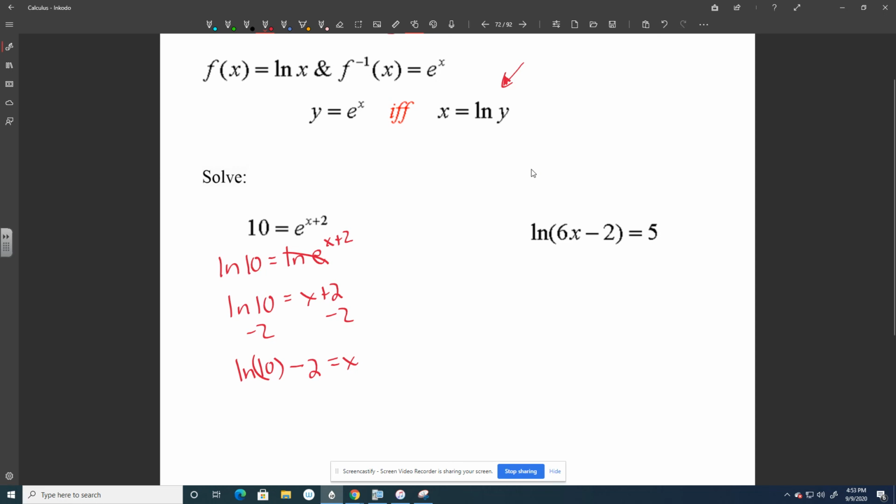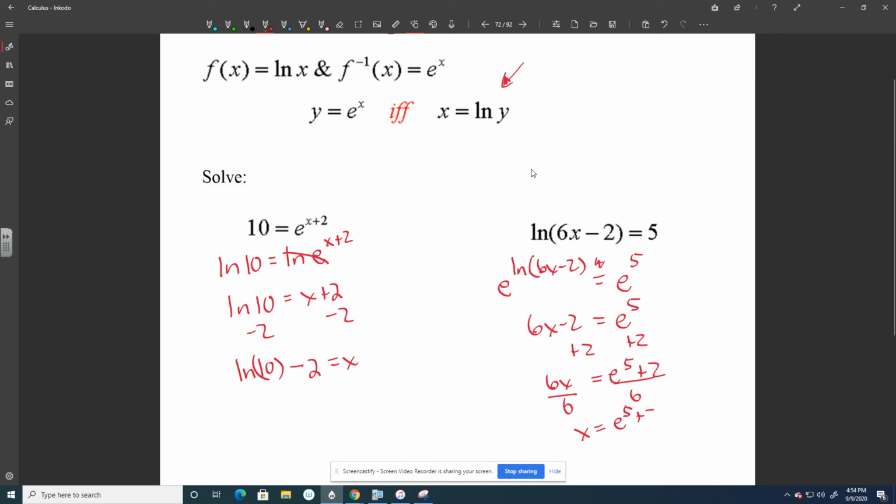So on this side here, ln of 6x minus 2 equals 5. Well, I'm just going to raise both sides to the e. So e to the ln of 6x minus 2 is equal to e to the 5. Well, that just means 6x minus 2 is equal to e to the 5. So I can add 2 to both sides. So 6x equals e to the 5th plus 2. So when I divide by 6, x equals e to the 5th plus 2, divided by 6. Okay? Again, all old stuff that you've done in the past. We just haven't really seen it in calculus yet.